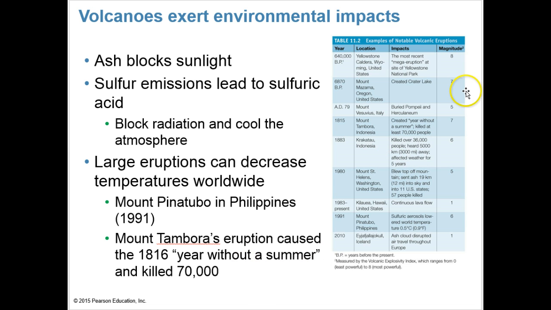This is an interesting chart over to the right. We can see some notable volcanic eruptions and note their magnitude, with 0 being least powerful to 8 most powerful. This interesting one is actually not too far from home here, which occurred, well, I guess quite a long time ago, 640,000 years before present, in Yellowstone in Wyoming. Here's one that occurred in Oregon about 6,800 years ago, which created Crater Lake.